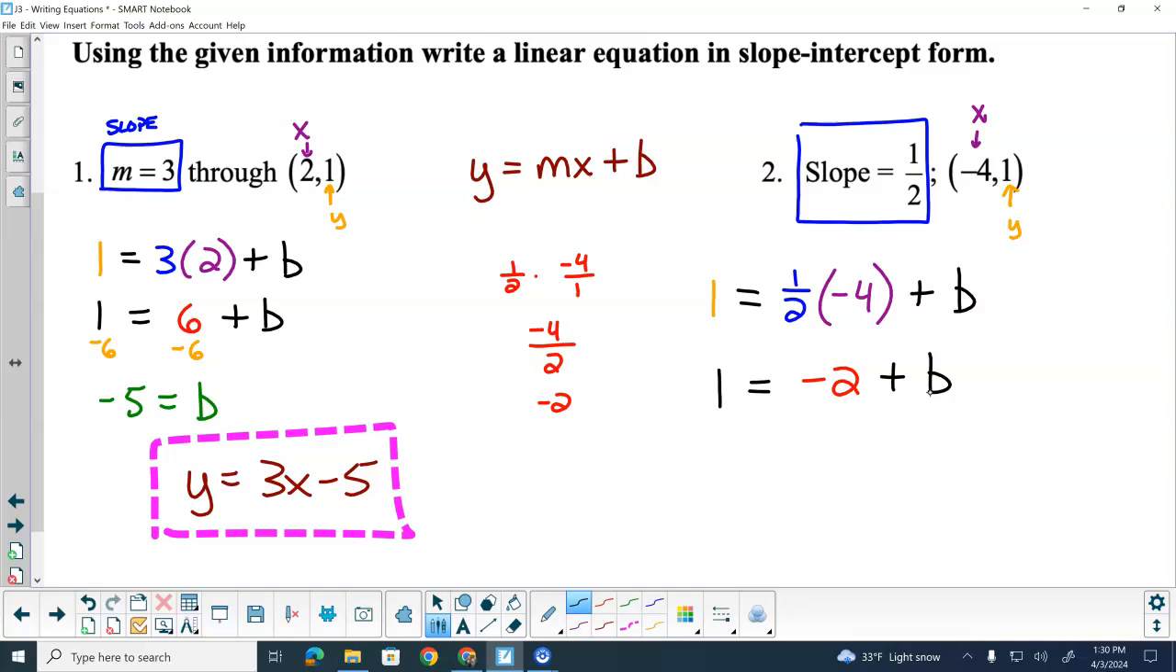Well, if I want to solve that for b, what am I going to do? Add 2 to both sides? We're going to have to cross it out.